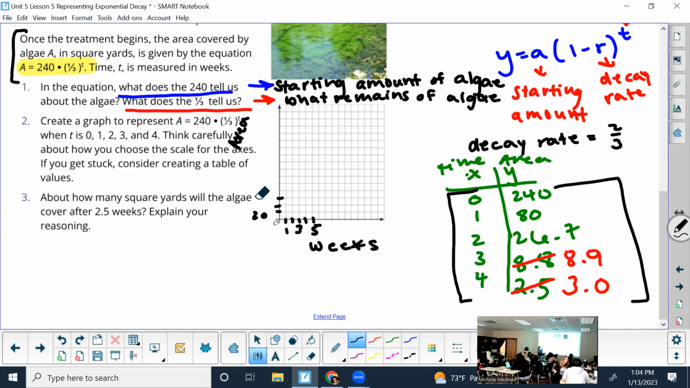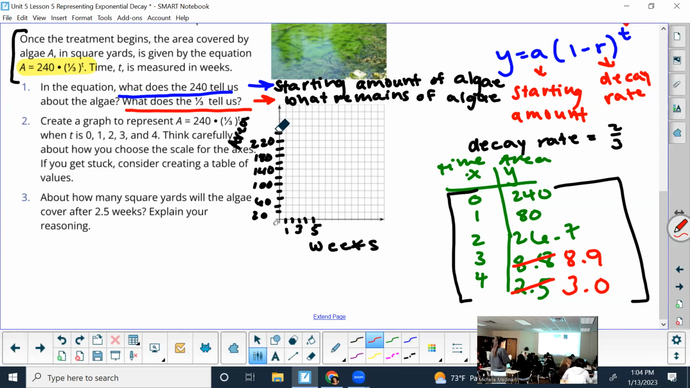So 20, I'll label every other one. 40, 60, 80, 100, 120, 140, 160, 180, 200, 220. And then I labeled every other one just because I can't write that small, but we're counting by 20. All right, now graph your points.